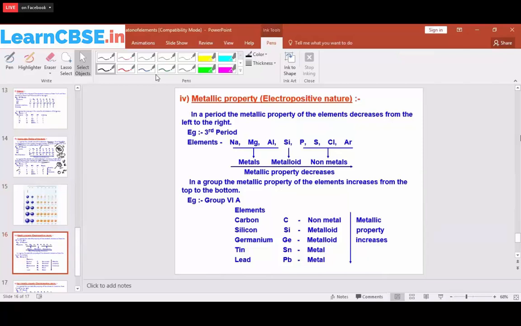Next one is the metallic property. What is meant by metallic property? The metals always lose the electrons, so we call it a metallic property. In a period, the metallic property of the elements decreases from left to right.